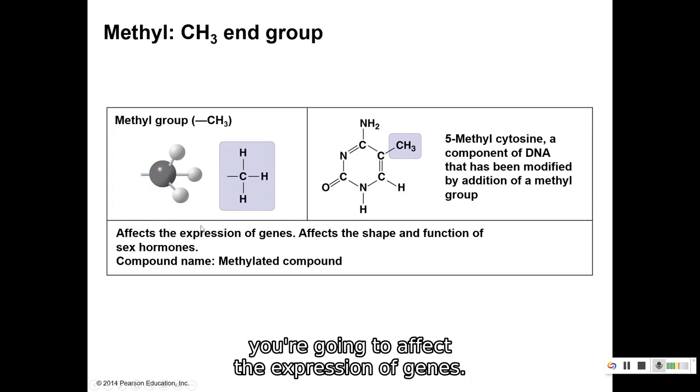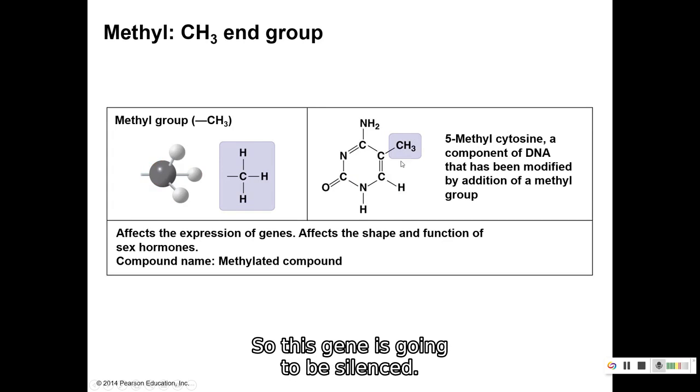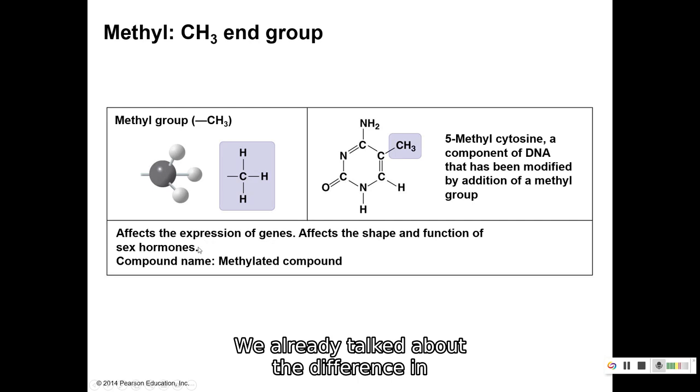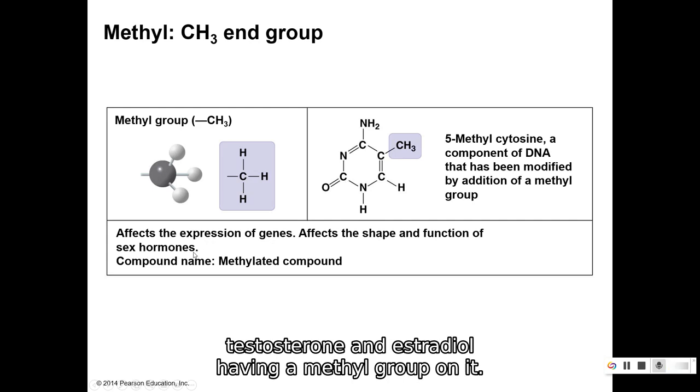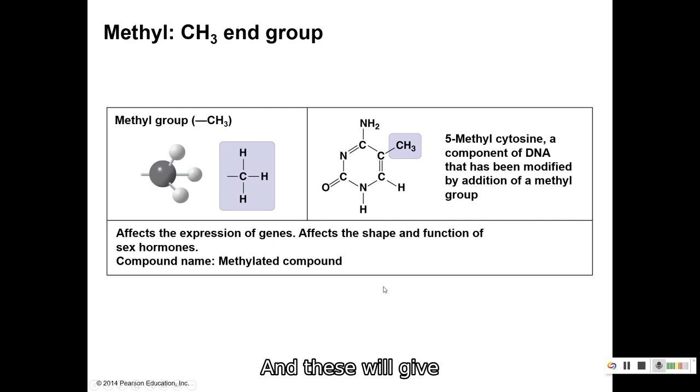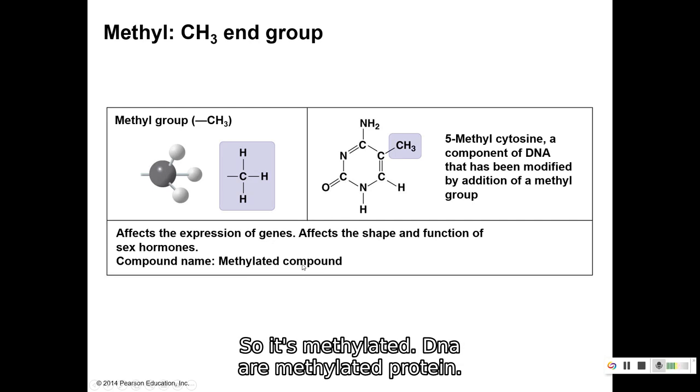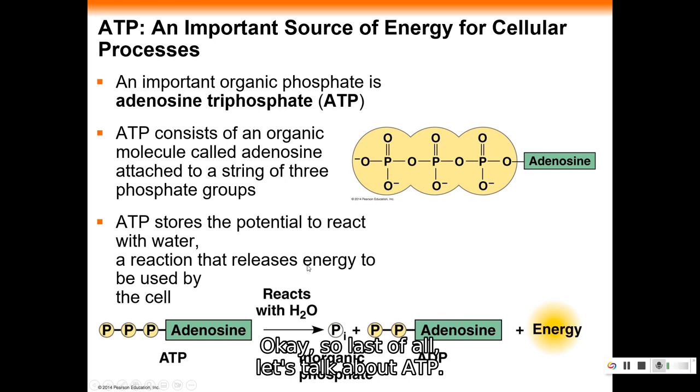When you modify a base of DNA, you're going to affect the expression of genes. So this gene is going to be silenced. It's no longer able to take that gene and create RNA to create proteins. It can also affect the shape and function of sex hormones. We already talked about the difference in testosterone and estradiol having a methyl group on it. And these will give molecules the name of a methylated compound. So it's methylated DNA or methylated protein.